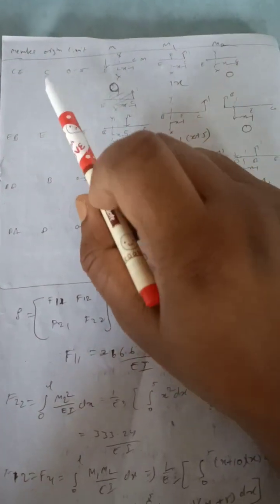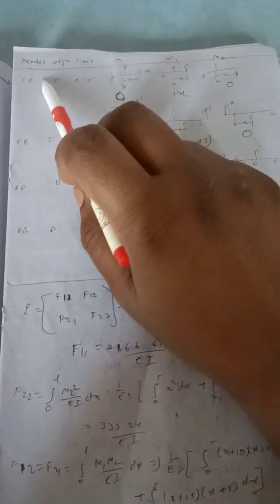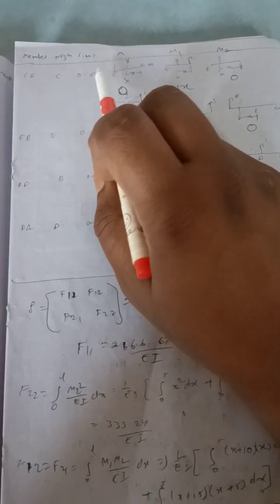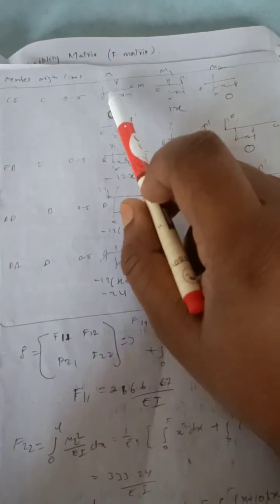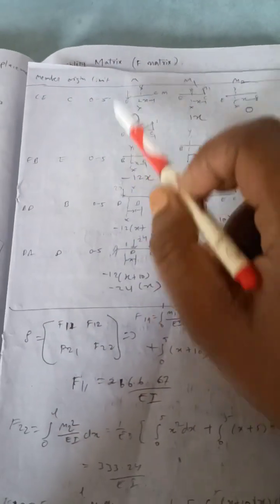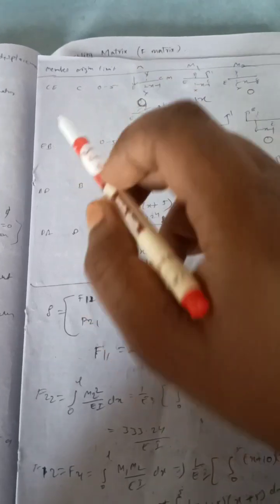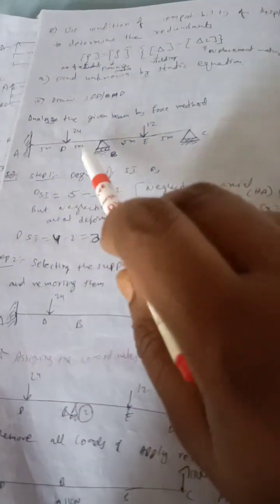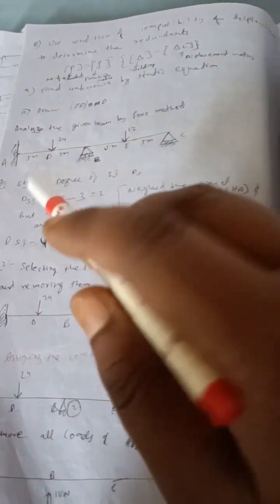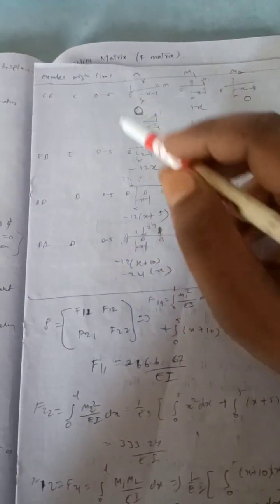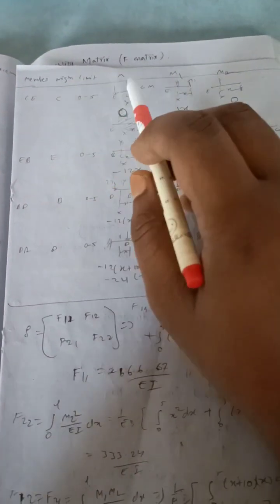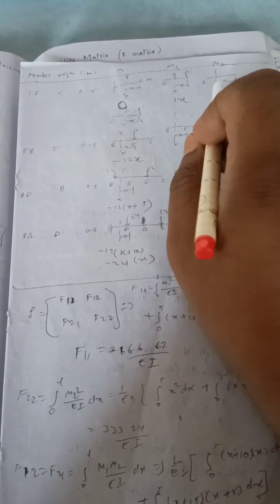Then we need to draw a table which consists of the columns members, origin, limits. If EI values are given as different, you will get one more column like EI. Otherwise it's not necessary. In this problem the EI values are not given, that means both are the same, so no need of an EI column. So: member, origin, limit, capital M, capital M1, capital M2.